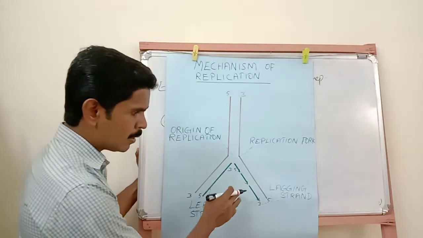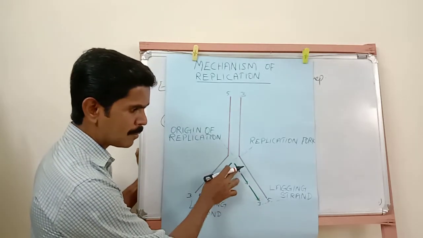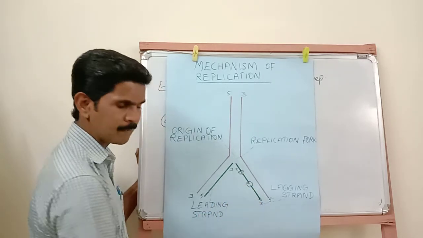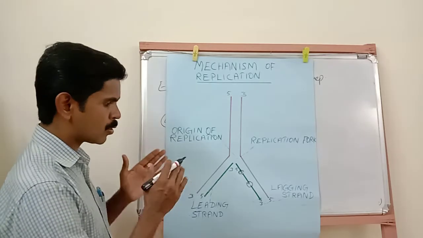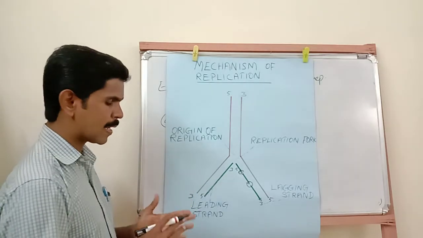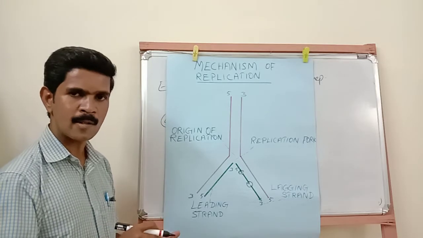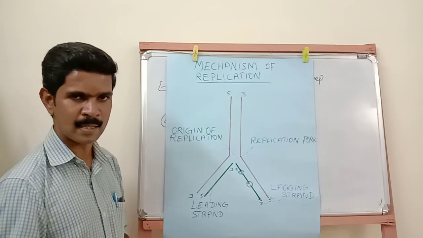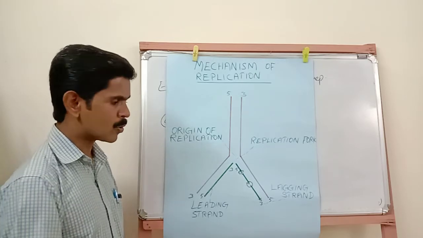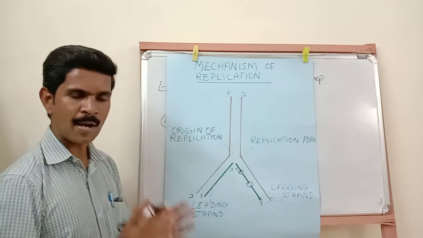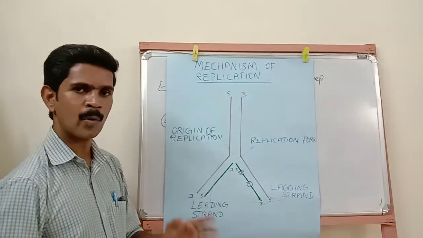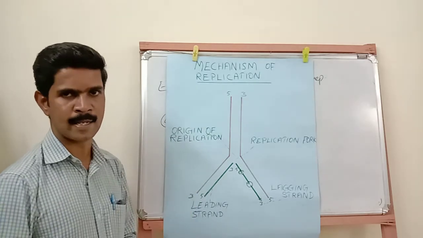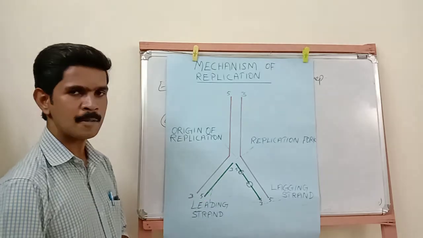Then these Okazaki fragments are connected by an enzyme called DNA ligase. Listen very carefully. Two strands are newly formed. In one strand, the replication process takes place continuously; that is the leading strand. In the other strand, the replication process is discontinuous, meaning some gaps are present. This is the lagging strand. The fragments present in this lagging strand are called Okazaki fragments, and these fragments are finally joined by the DNA ligase enzyme. Hope you understood this point.